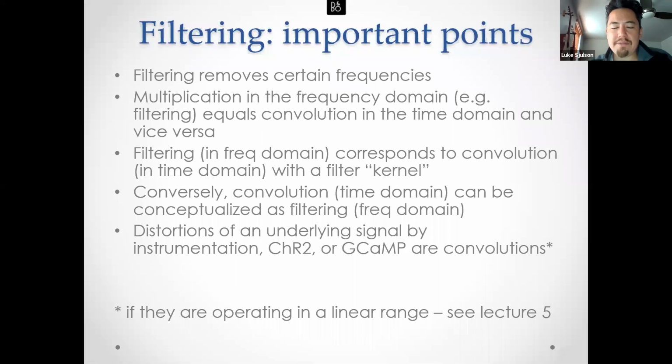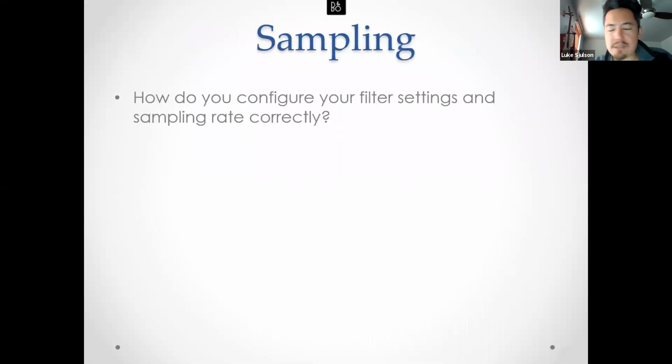And that's if they're operating in a linear range. GCaMP has some nonlinearities, which can be important, so we'll talk about that later. Those two act as low pass filters. Okay, any questions before we move on to sampling?